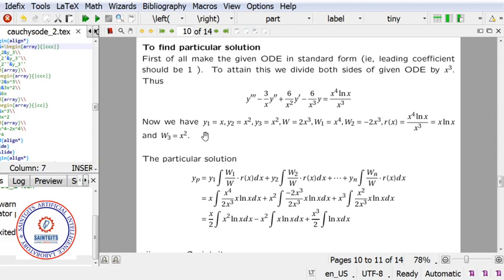Before that, I write down y1, y2, y3, w, w1, w2, r of x and w3 here, because we can easily substitute the values in this equation. So here y1 is equal to x integral of w1 by w. w1 is x raised to 4, so x raised to 4 by the Wronskian. Our Wronskian is 2x cube. So x raised to 4 by 2x cube.